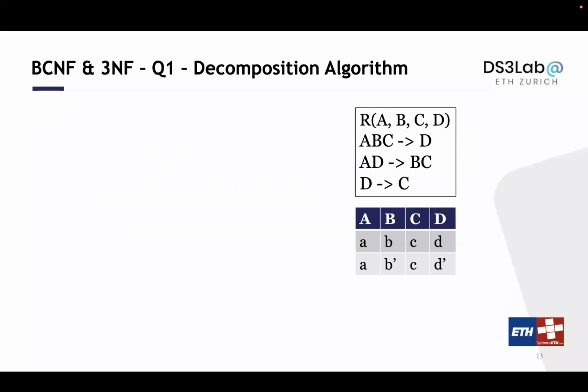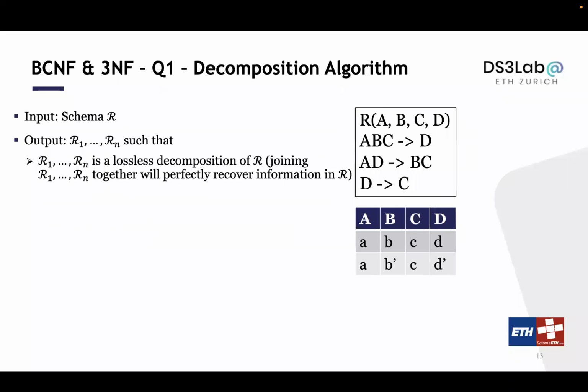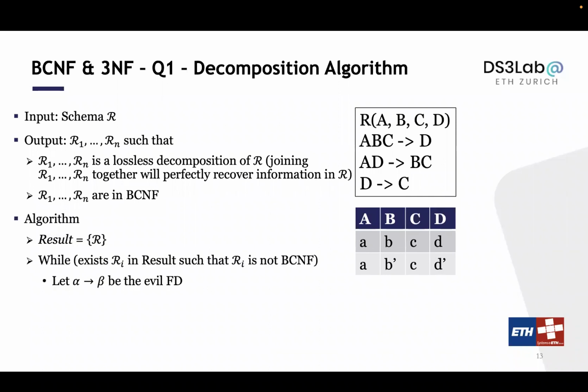For BCNF, we talk about the decomposition algorithm, which we are not going to detail today. Essentially, you check whether it's in BCNF or not. If not, it must be because you have some evil functional dependency, and you decompose it according to that functional dependency. You continue to do this, and you are going to end up with something that's in BCNF.